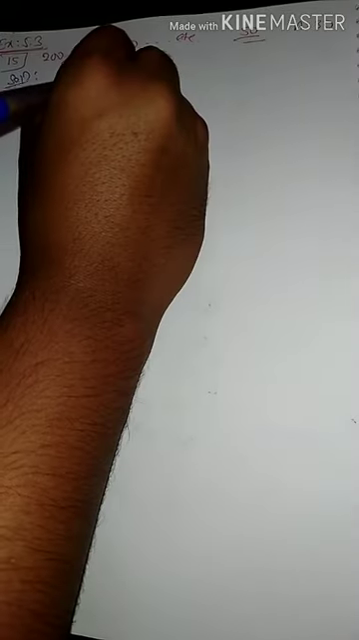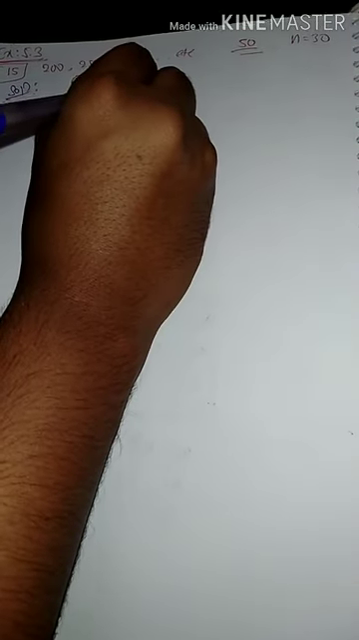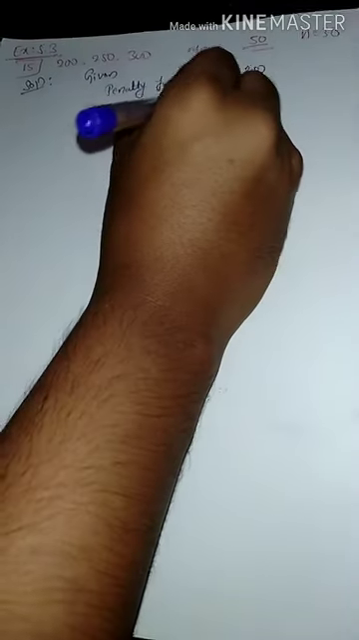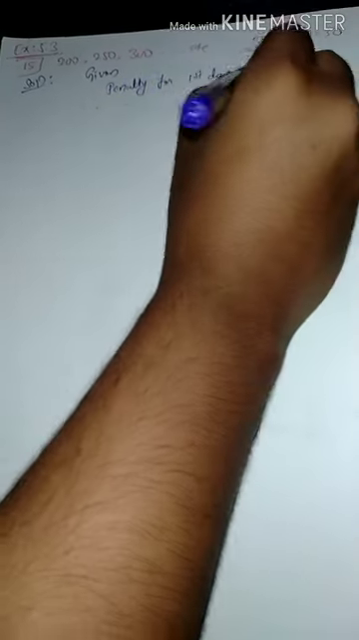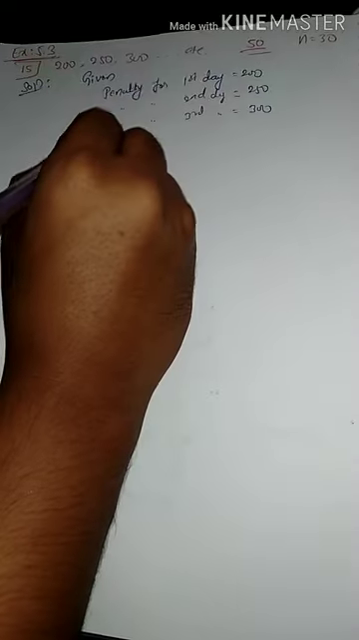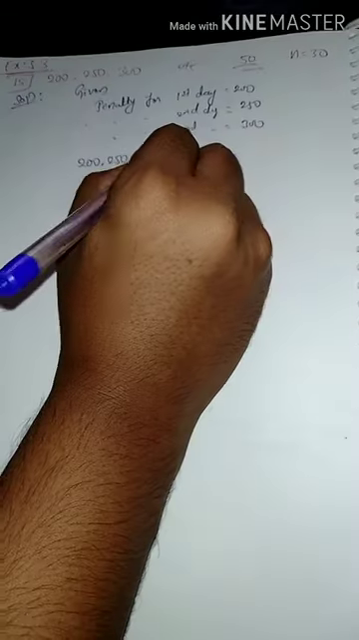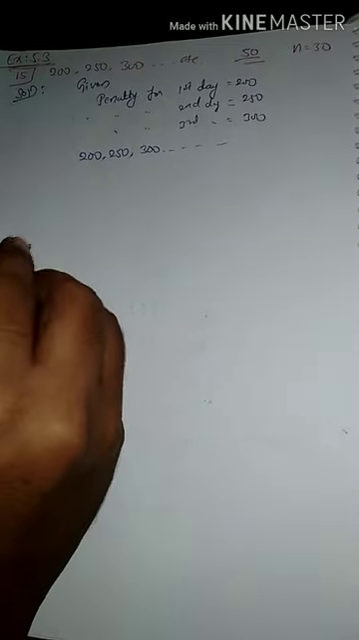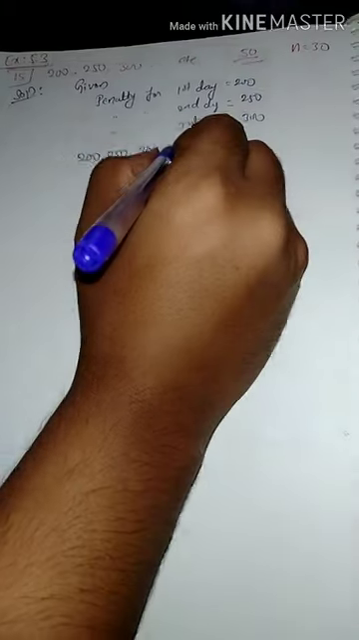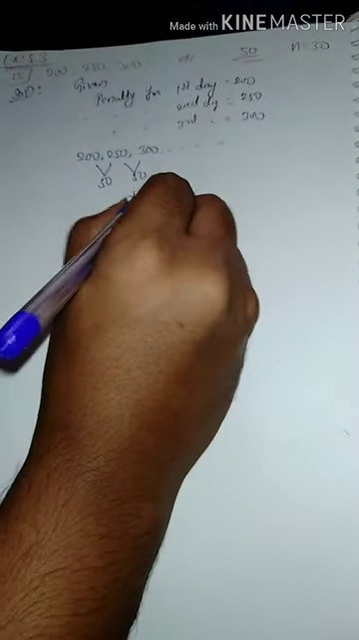Given that, the penalty for the first day is rupees 200, the penalty for the second day is rupees 250, and the penalty for the third day is rupees 300. Hence the series becomes 200, 250, 300, and so on. Since the difference is the same, it is an AP. The common difference d is equal to 50.